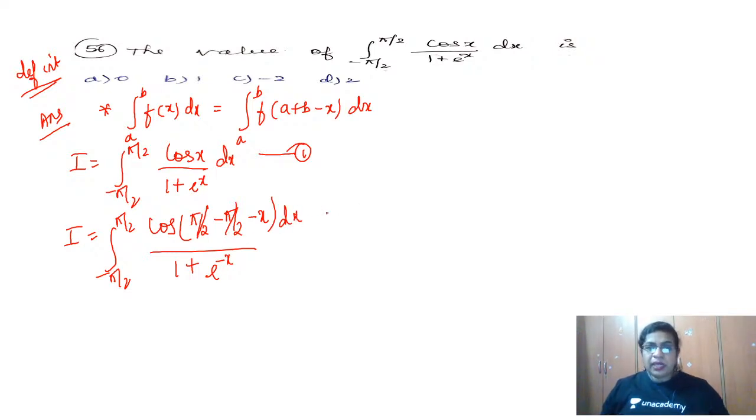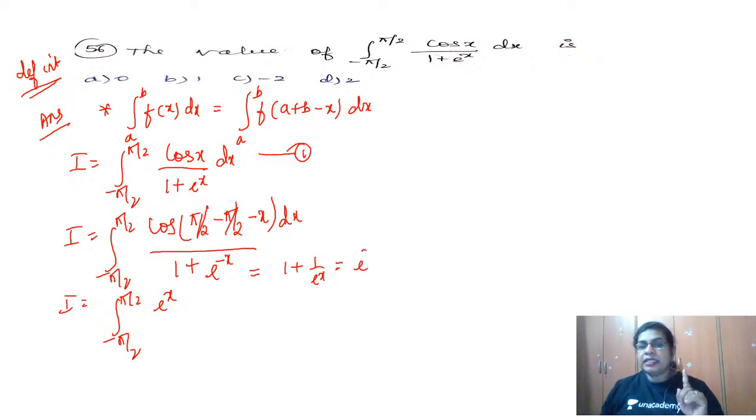Okay, so what remained now? So therefore I is equal to the integral from minus pi by 2 to pi by 2 of cos x divided by 1 plus e power minus x. I'll just simplify the denominator, 1 plus 1 by e power x. What will happen when we take the LCM? E power x plus 1 by e power x will move on to the numerator. So this becomes e power x cos x whole divided by e power x plus 1. Okay, done. So this is your second equation.